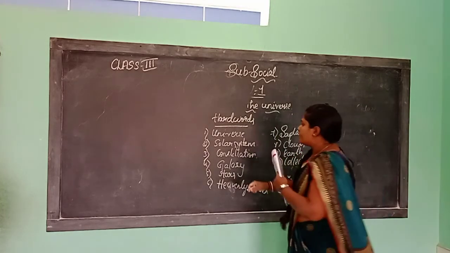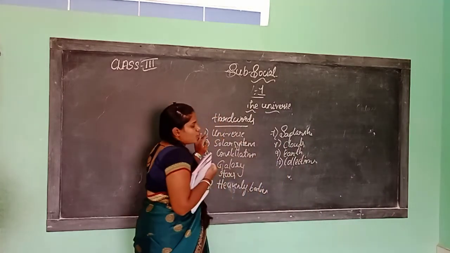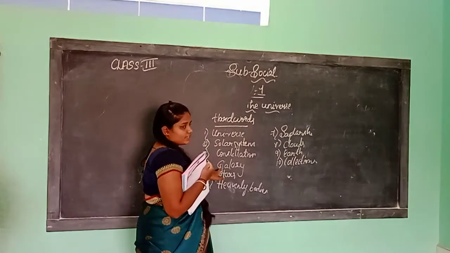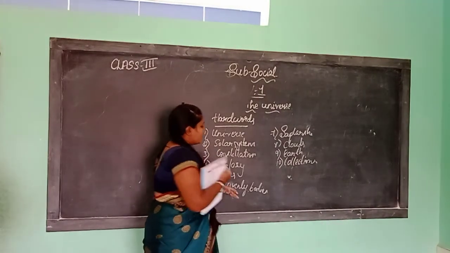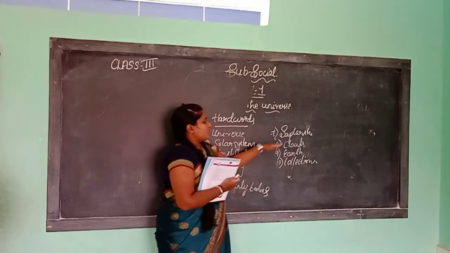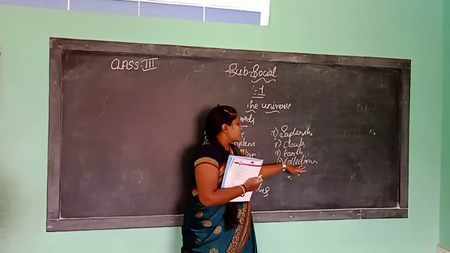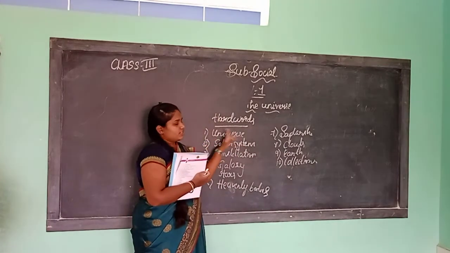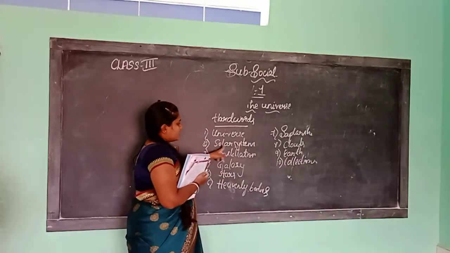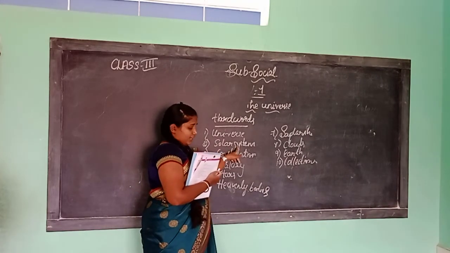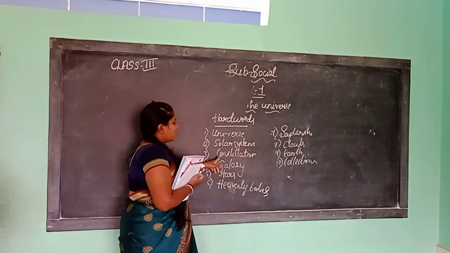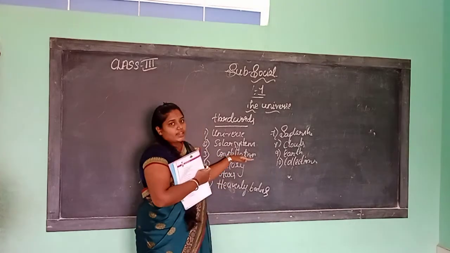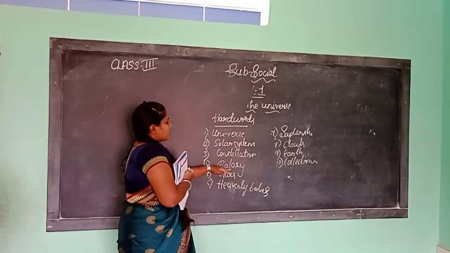So these are the hard words we learned in today's topic: universe, solar system, constellation, galaxy, stars, heavenly bodies, Saptarshi, clouds, earth, collections. First one is universe. Solar system. Constellation. Galaxy.